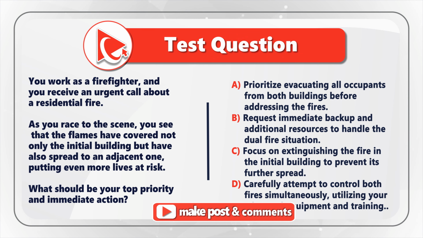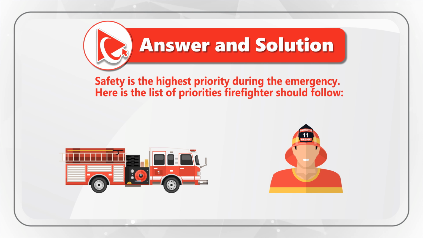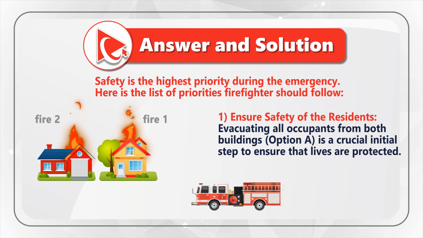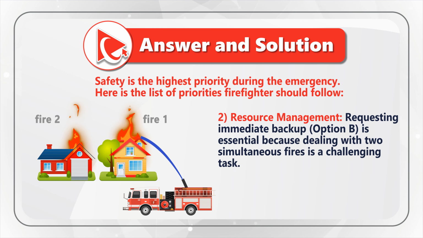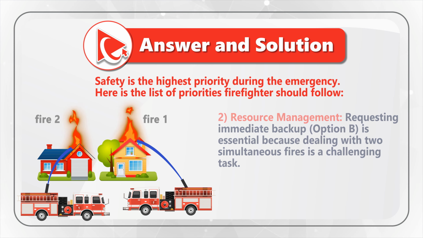I think safety becomes highest priority during the emergency situation. Here's the list of priorities firefighters should follow. Number 1 on the list of priorities should be ensuring safety of the residents. Evacuating all occupants from both buildings, which is option A, is a crucial initial step to ensure that lives are protected. Number 2 on the list of priorities should be resource management. Requesting immediate backup, which is option B, is essential because dealing with 2 simultaneous fires is a challenging task.